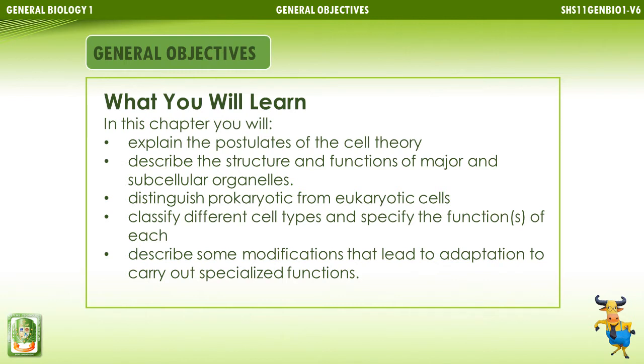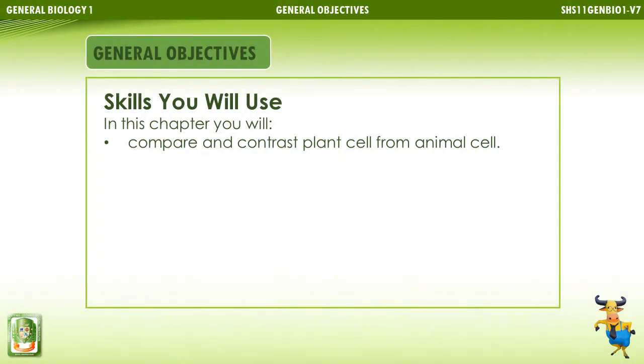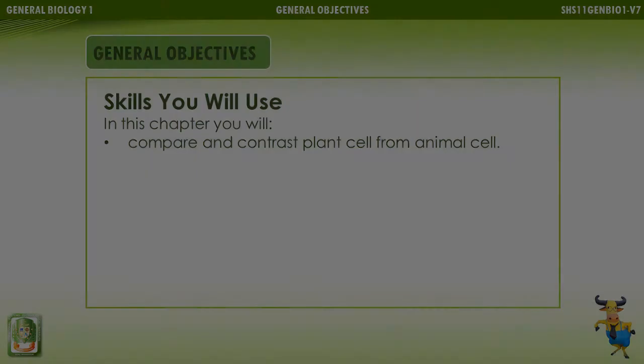General objectives. What you will learn. In this chapter you will explain the postulates of the cell theory. Describe the structure and functions of major and subcellular organelles. Distinguish prokaryotic from eukaryotic cells. Classify different cell types and specify the functions of each. Describe some modifications that lead to adaptation to carry out specialized functions. Skills you will use. In this chapter you will compare and contrast plant cell from animal cell.